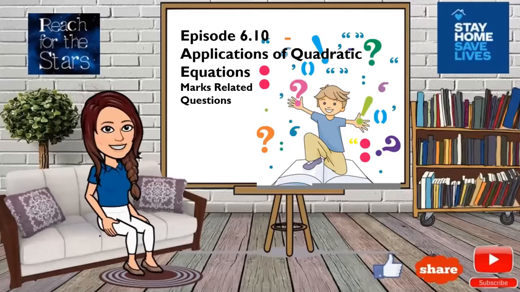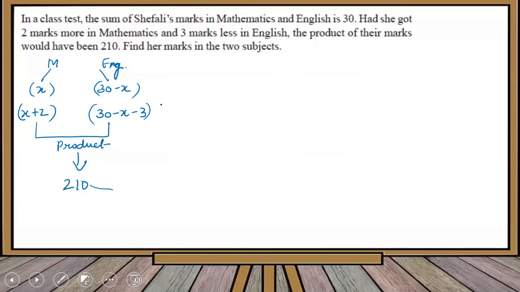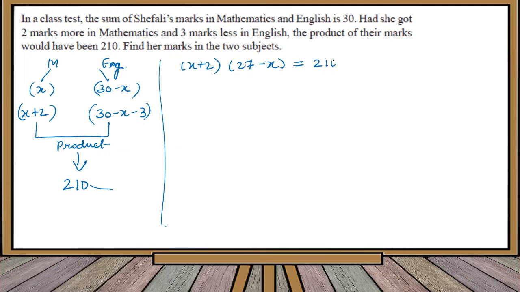Okay, now let's see. I need to multiply these two. So that means X plus 2 into 27 minus X equal to 210. I need to multiply both these brackets. So this is 27X minus X square, 27 twos are plus 54, minus 2X, minus 210 equal to 0.